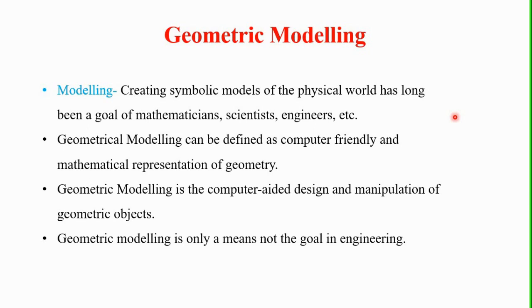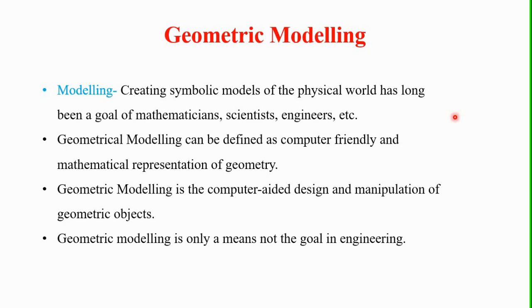So geometric modeling can be defined as a computer-friendly and mathematical representation of the geometry. If both, the computer-friendly and the mathematical representation, are fulfilled in a definition, then only can we say it's a geometric modeling. Only a mathematical representation or only a visual representation of the geometry is not enough. Geometric modeling is the computer-aided design and manipulation of geometric objects. Also in CAD, geometric modeling is concerned with the computer-compatible mathematical description of the geometry of an object.